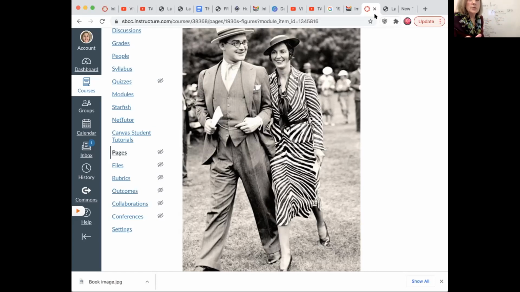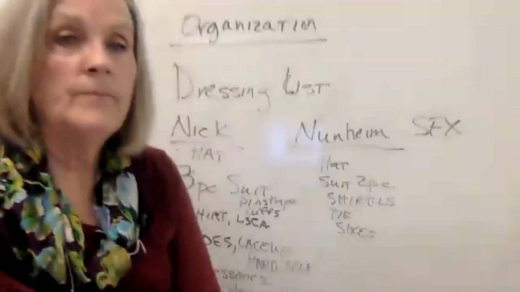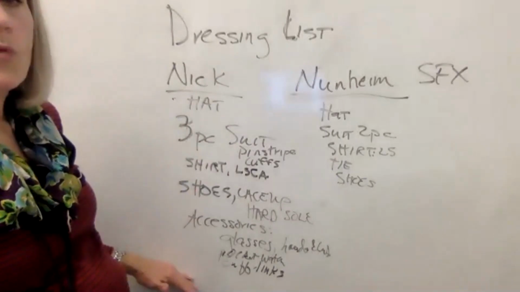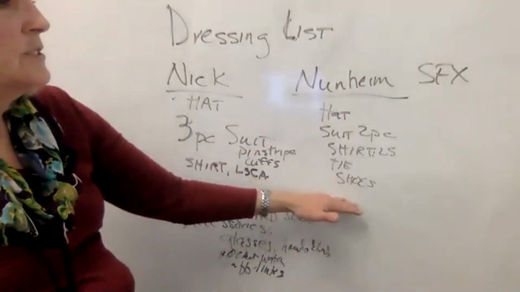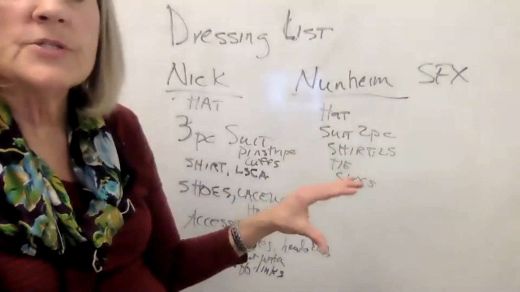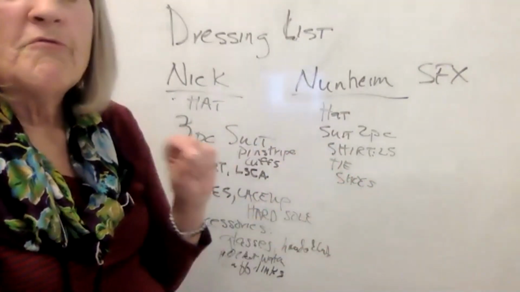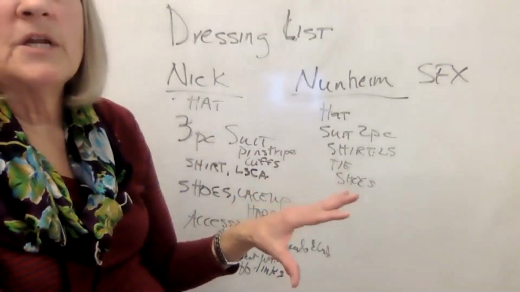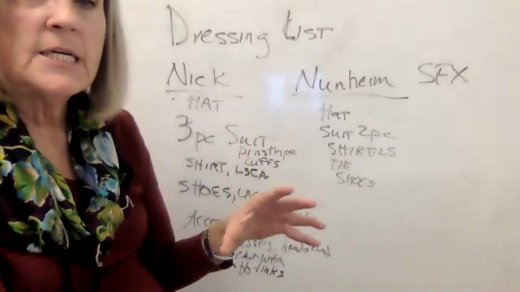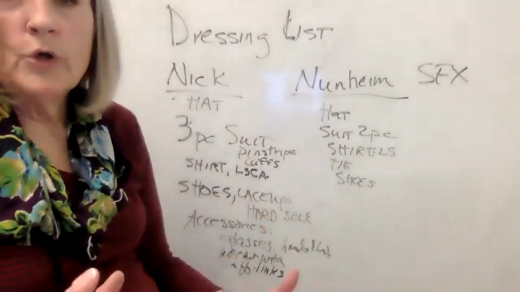Let me just stop share so you can look at the screen a little better if you want. Here you go. So Nick's dressing list is more complete. Nunheim's is general, but what this does is often as a designer, you're asked to send a dressing list far in advance, 3 or 4 months in advance of even when the show is cast, so that the shop has an idea of the volume of clothing.